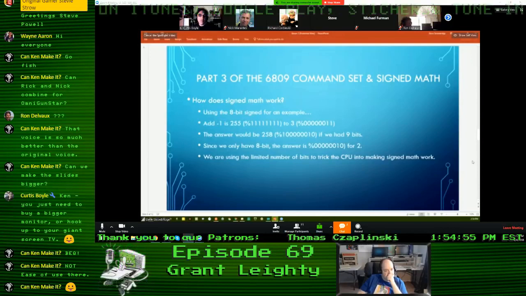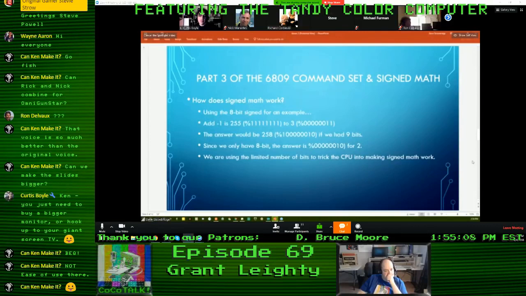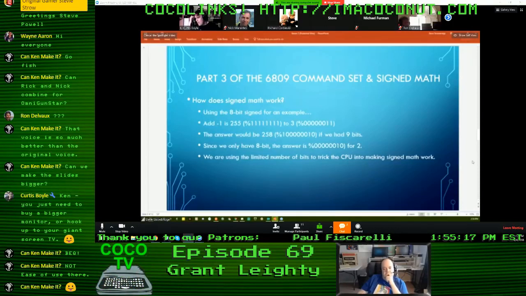So there's nothing special we're doing as far as setting the CPU into, hey, we're doing signed numbers as opposed to unsigned. It's just the way binary works. And this is why we use binary in the CPU. It actually makes math easier. And of course, since they want to do it fast, it works out great.